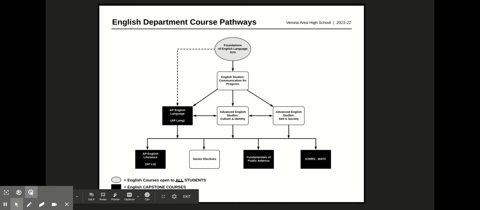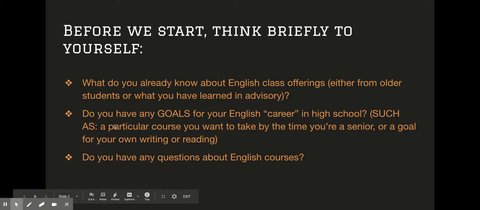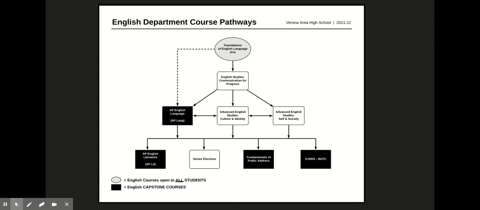Before we get too deep into all the options, we want to show you our Pathways document. We started in the beginning, way up at the top, with Foundations of English Language Arts. Now you are going to go to the next level, which is called English Studies Communication for Progress. There's actually two options. You can take this course regular, which is in person, or you can take it blended, which is kind of going to be a little bit like how the 2020 school year was, where you have some online and some in person. So it's kind of a mix between self paced and with the teacher.